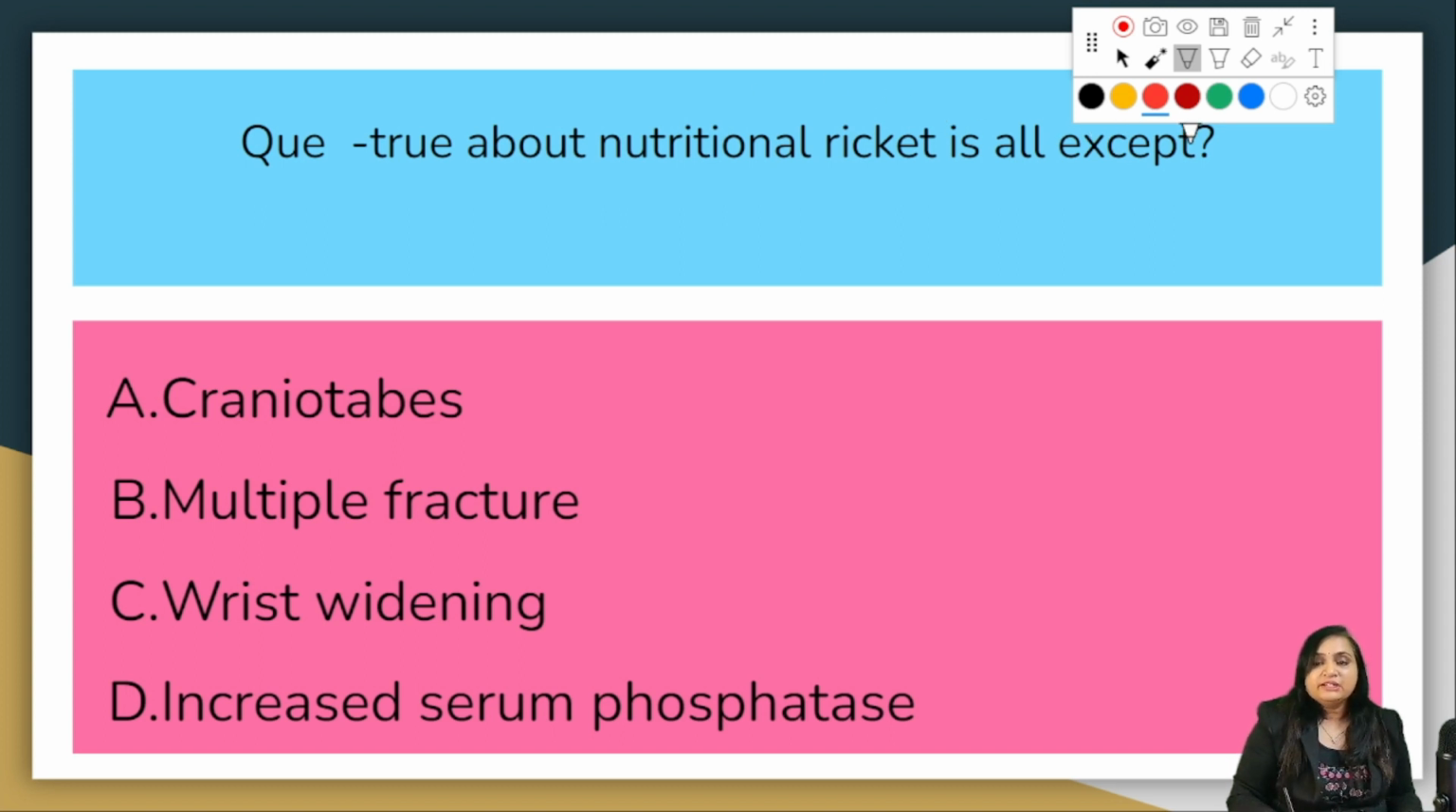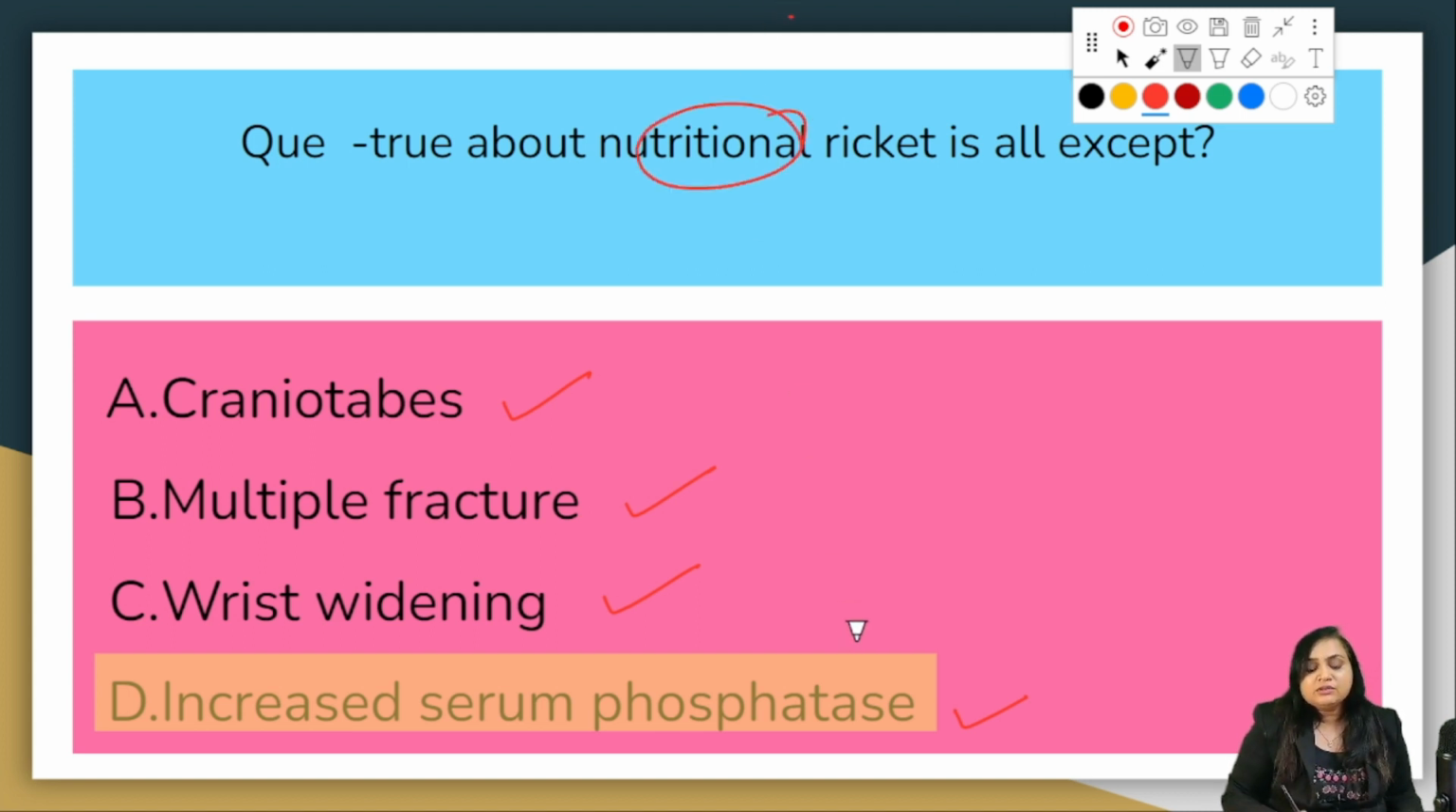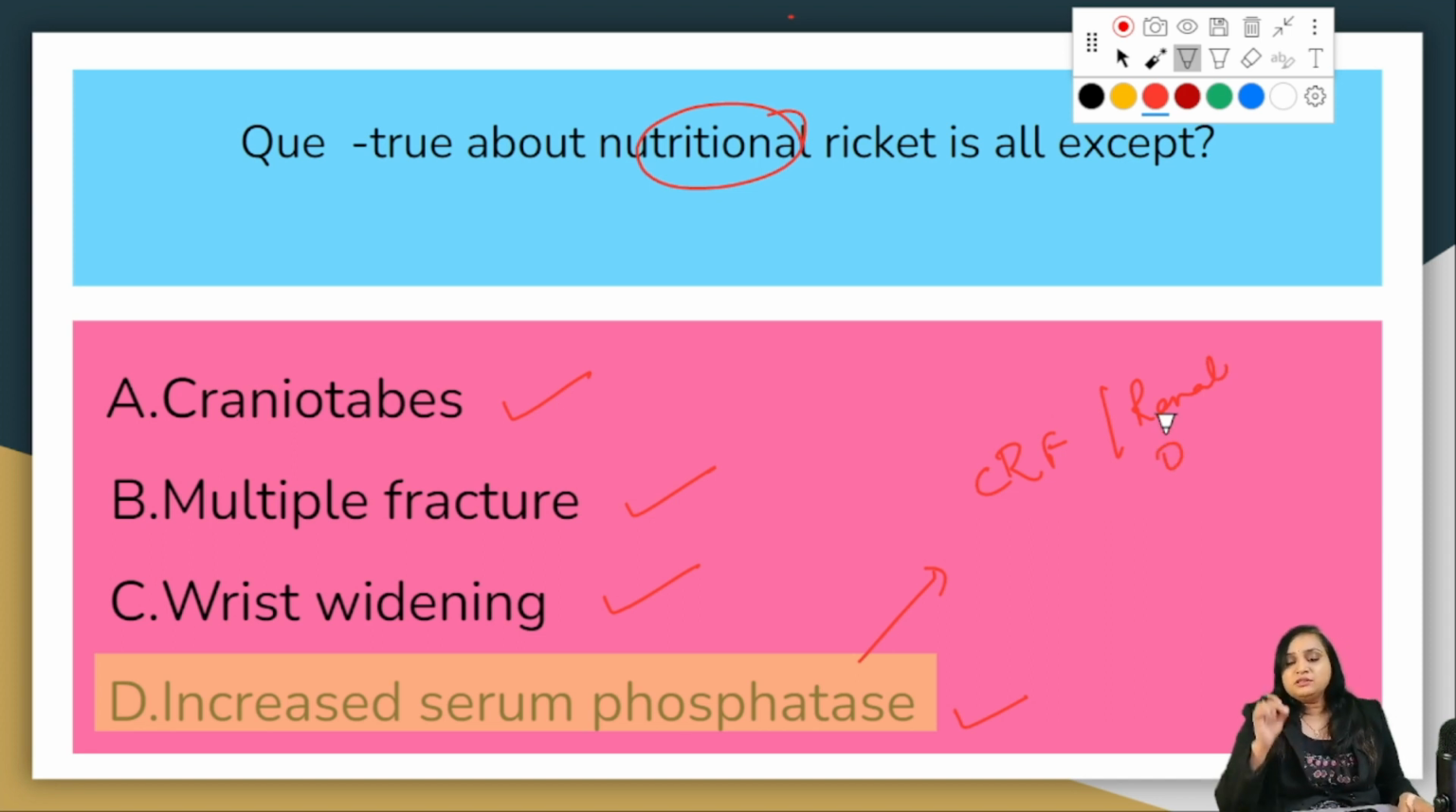True about nutritional rickets except: craniotabes, multiple fractures, wrist widening and increased serum phosphate. We all know that increased serum phosphate is not seen in nutritional rickets. Increased concentration of serum phosphate is seen in a patient with chronic renal failure or renal osteodystrophy. It is just a revision. Whenever there is increased serum phosphate concentration, it means it is renal osteodystrophy.